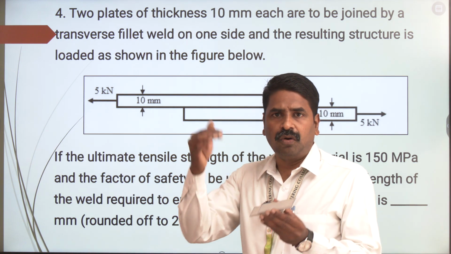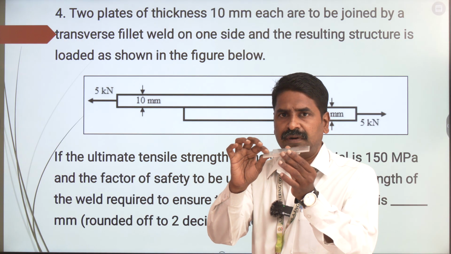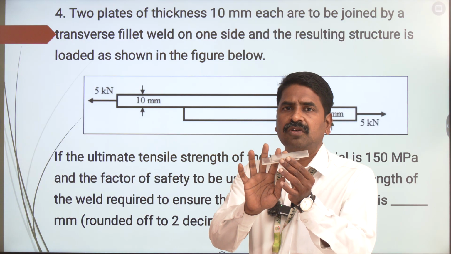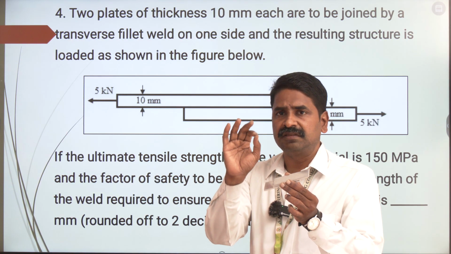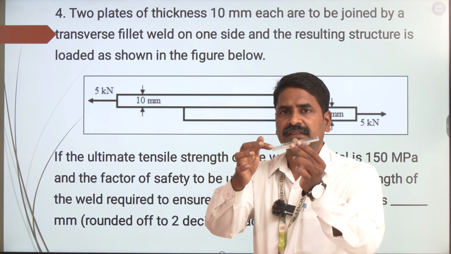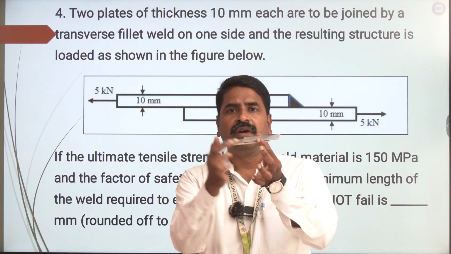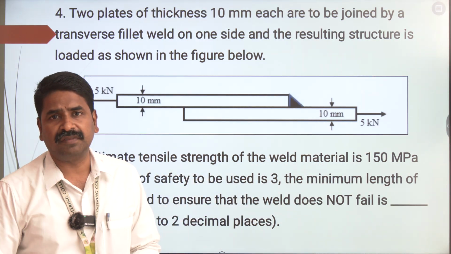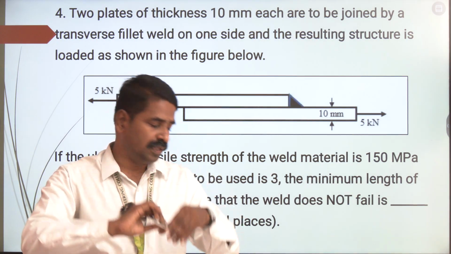So you are going to have a load of 5 kilonewton on 2 plates each of thickness 10 mm, and the ultimate tensile strength of the weld is going to be 150 megapascal with a factor of safety 3. So for how much length do you have to make the weld? That is going to be the question. What is going to be the length of the fabricated weld structure? For how much length do you have to weld these flat plates? This is going to be the question.